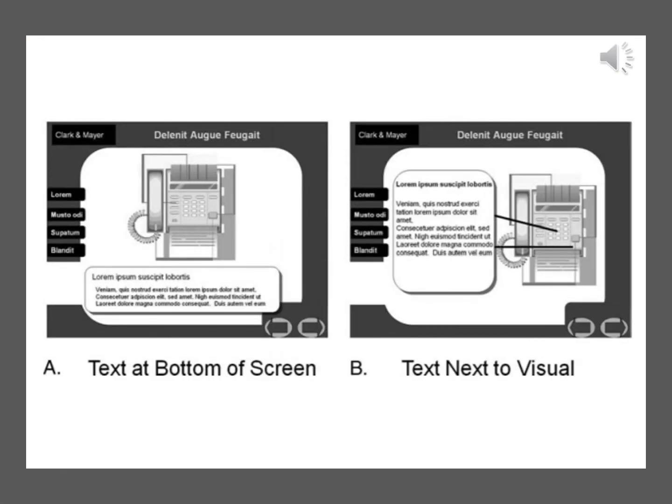A common problem is to avoid displaying text at the bottom of screens only. Having to scan from text to graphic can cause unnecessary cognitive overload. Instead, place corresponding text near the related graphic, as can be seen in example B.